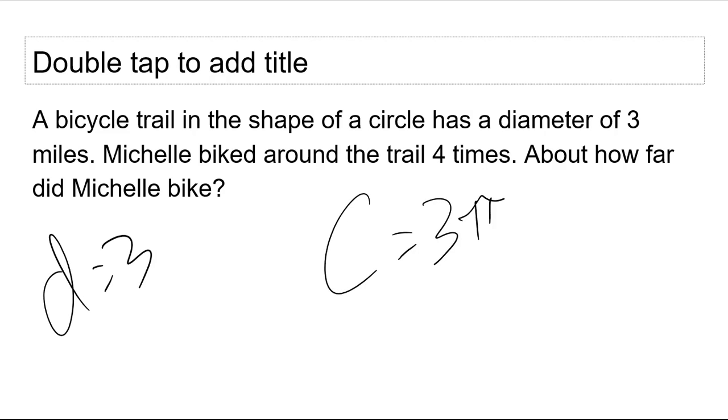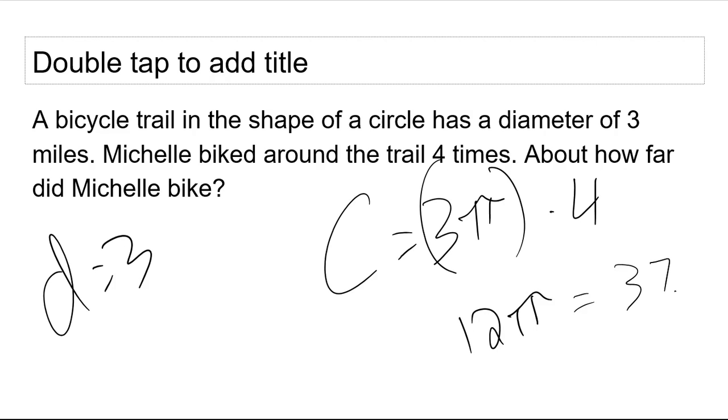That's 1 time around the circle. So if I multiply that times 4, that's going to be 12 pi. I left it as pi to make it a better answer. 12 times pi means she went about 37.7 miles. So the first thing I did was find the circumference. Circumference is 1 revolution, or 1 distance around, and I times that number by 4. 3 times 4 is 12.